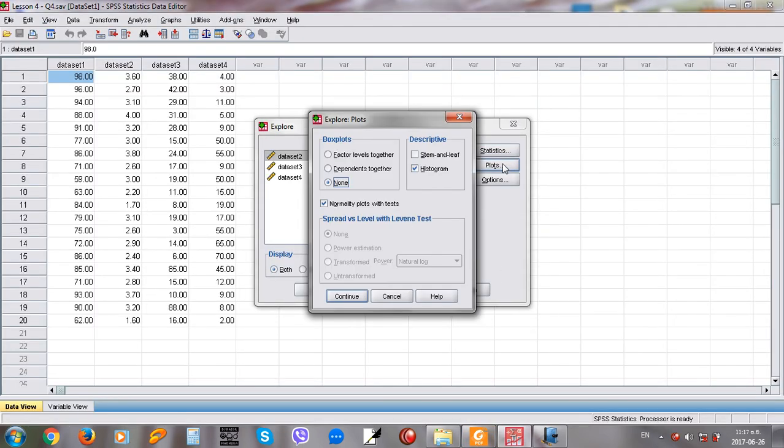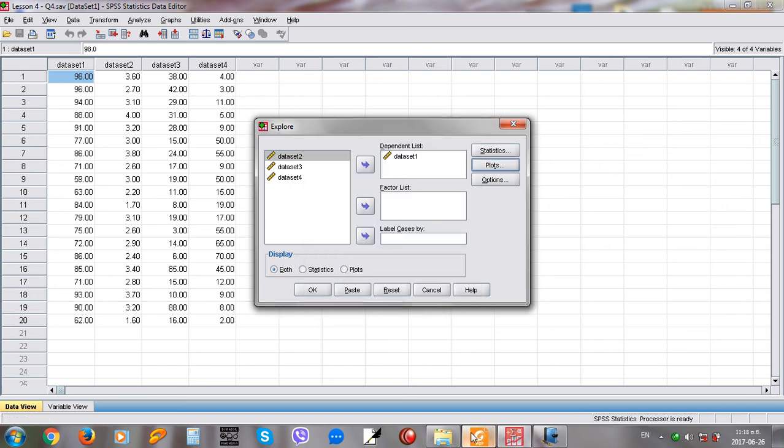Here, Plots. Then you can use the histogram here. You can see, you can click on the histograms. By default this is selected, and if you have no need of the box plots, you can click None. Then histogram, and also here you can see normality plots with tests. So you have to click on that. Then it gives the normality test with plots. Then click Continue.